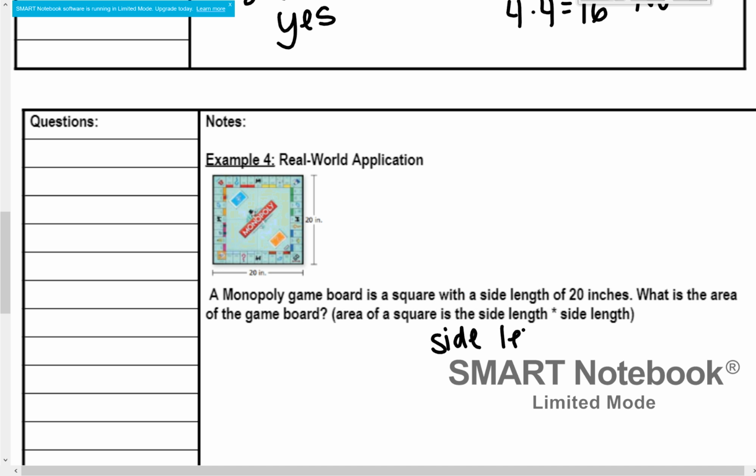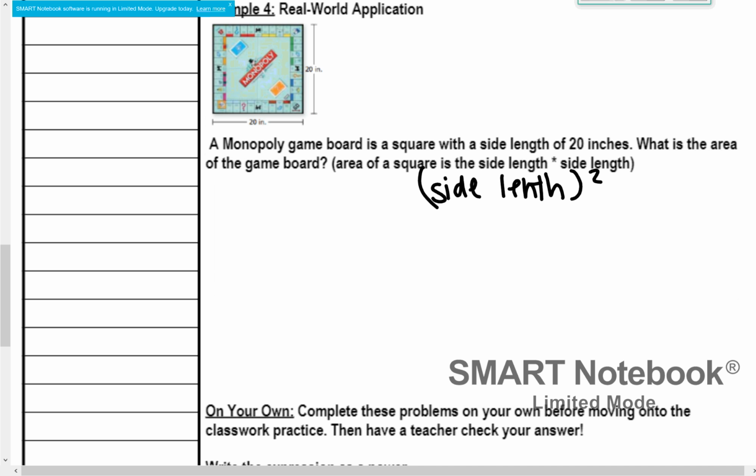that side length squared, because it's times itself. Well, if our side length is 20, instead of writing side length, we can put 20 squared. You don't need these parentheses here. I just put them there so that we knew that the side length was there, and then I just copied it over. So we don't technically need those. You could keep them or not.